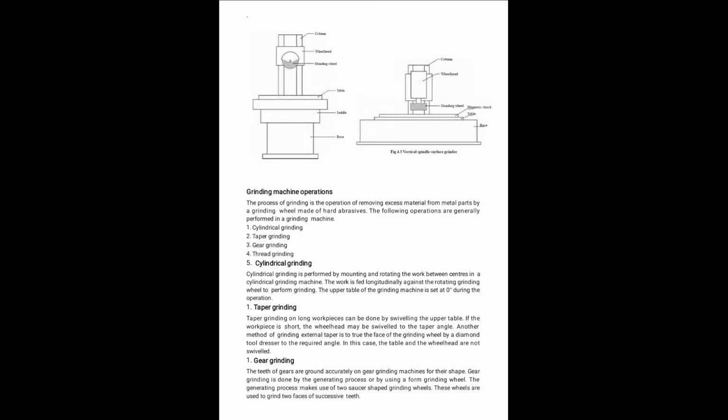Next, gear grinding. The gear tooth is finished with the support of the gear grinding machine. Teeth of gears are ground accurately on the gear grinding machine to their shape. And thread grinding. Thread grinding machines are used to grind threads accurately; the grinding wheel itself is shaped to the thread profile.